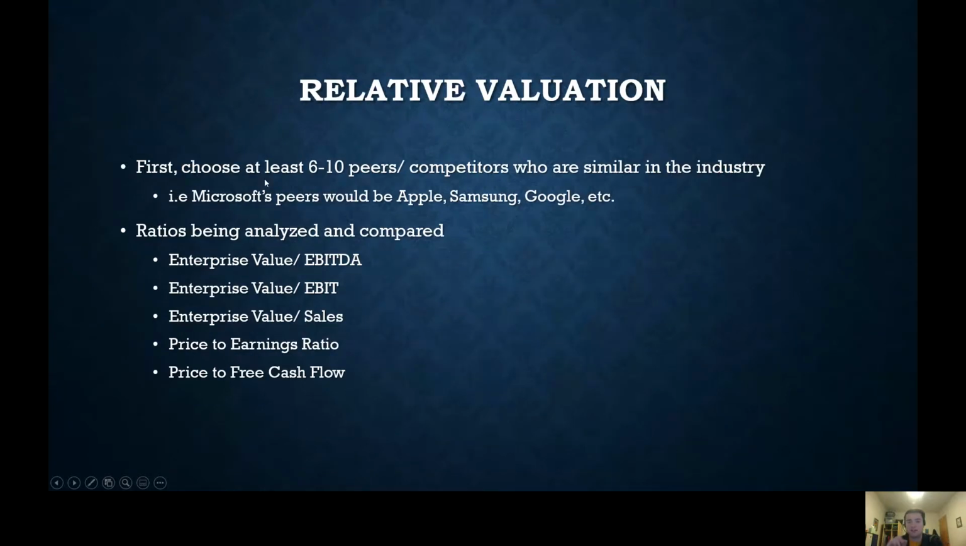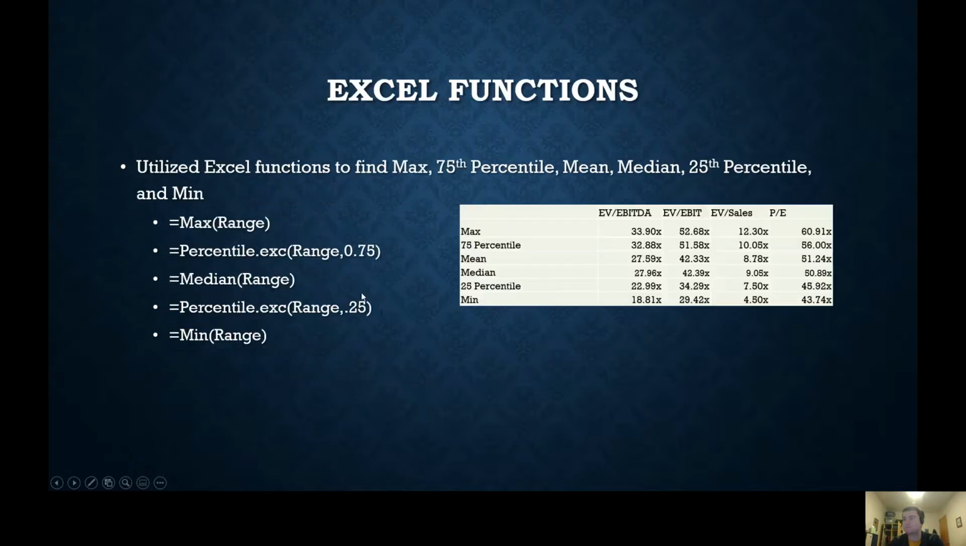The relative valuation is where you choose 6 to 10 different peers or competitors. It's very important because the accuracy of this analysis is based upon who you choose. If you choose companies that are not related or not in the same industry, you're going to get skewed results. So it's very important to choose competitors and peers that are very similar. The ratios being analyzed and compared are EV to EBITDA, EV to EBIT, EV to sales, PE ratio, along with price to free cash flow. We're going to focus on these three though, for the most part.